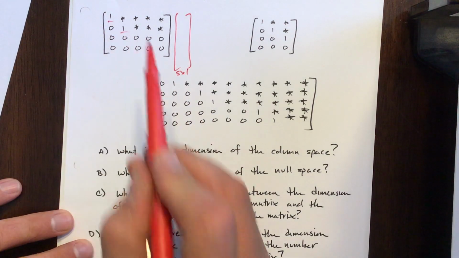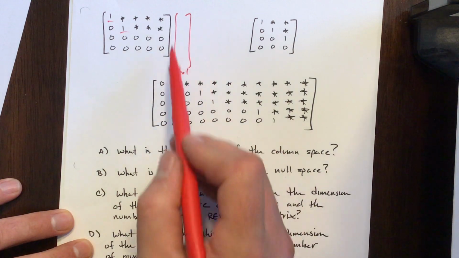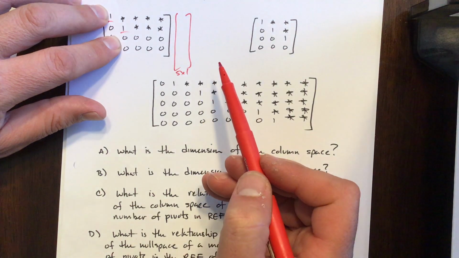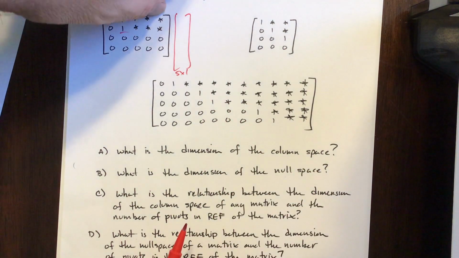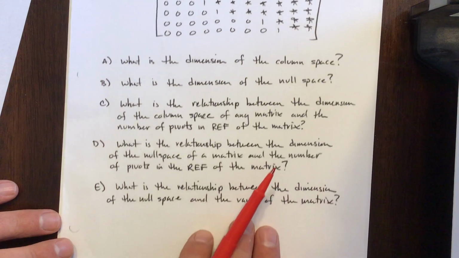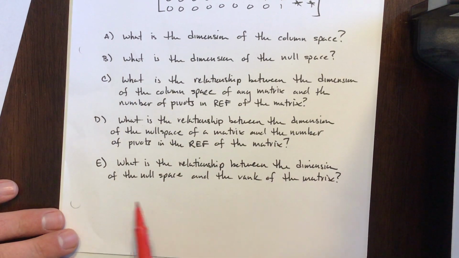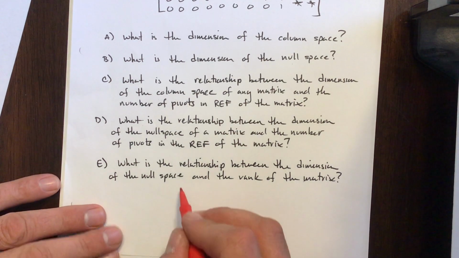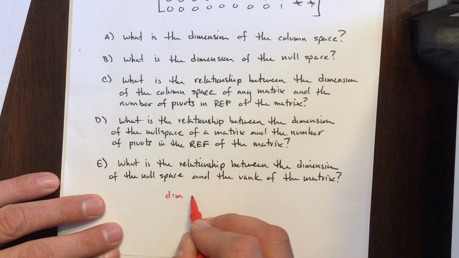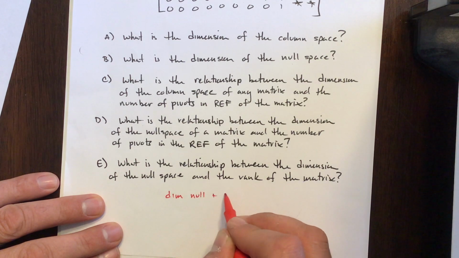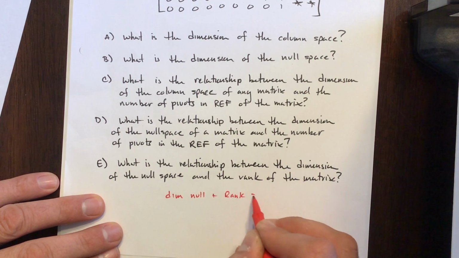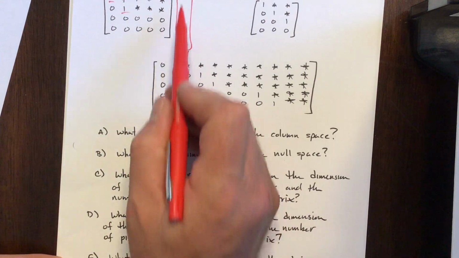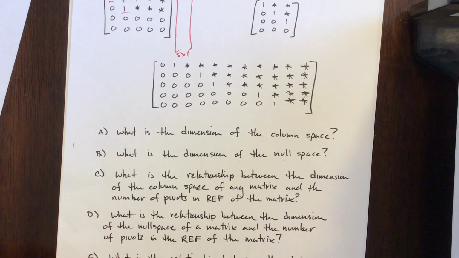And the number of pivots. So you'd have to multiply this by a 5 by 1 matrix. There's 2 pivots in here. The dimension of the null space is 3, the same as the number of columns for which there is no pivot. And the relationship between the dimension of the null space and the rank of the matrix, that's our dimension equation: the dimension of the null space plus the rank, the dimension of the column space, is equal to n, the dimension of the vector that you're multiplying the matrix by. Right?